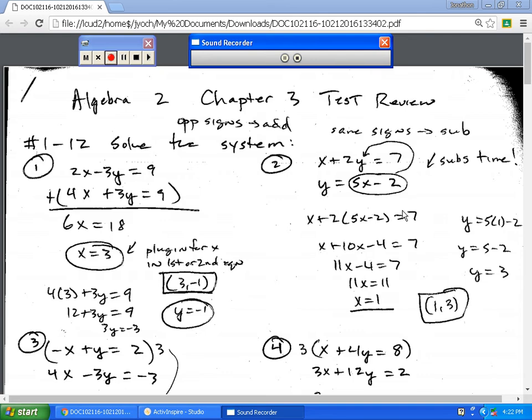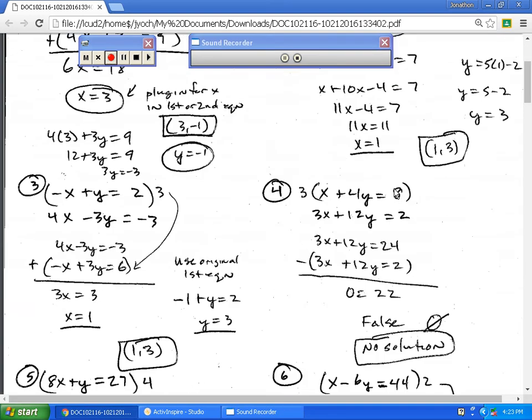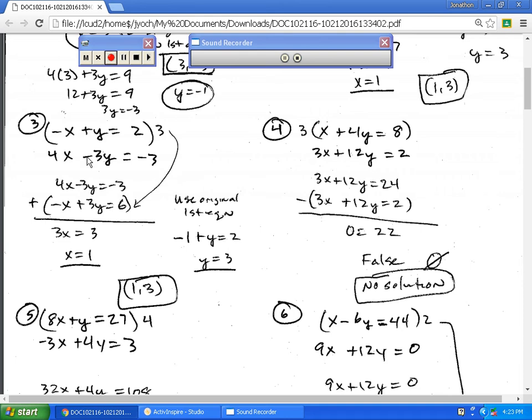Smells heavenly. Plug 1 in for x right here. You're going to get y is 3. Alright, moving on here. Number 3, folks. You decide what you want to eliminate. You could eliminate the x's by multiplying this by 4. You can eliminate the y's like we'll do here by multiplying the top equation by 3.